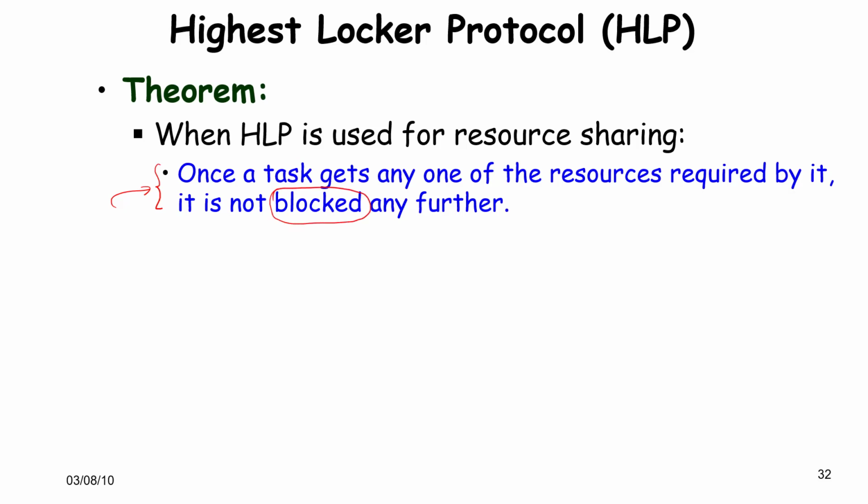So again, this blocked word is contingent on our assumptions. I would like to elaborate on this. Assume that I have a task Ti which wants multiple resources, R1, R2, R3, and so on. The moment it acquires R1, its priority becomes equal to ceiling of R1, which can be greater than or equal to the priority of Ti, right?